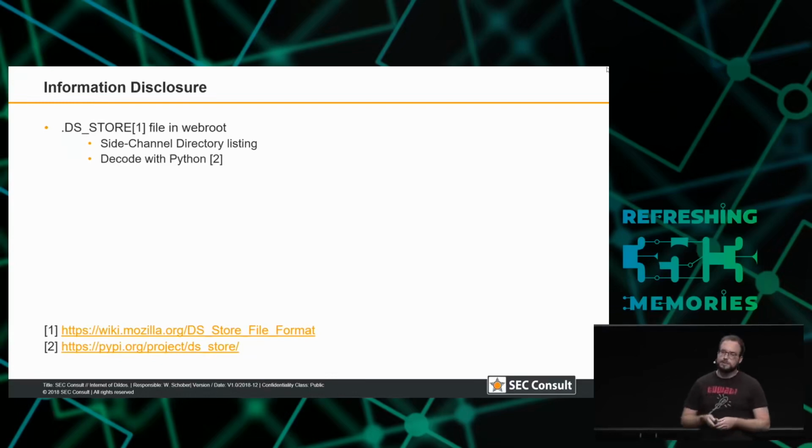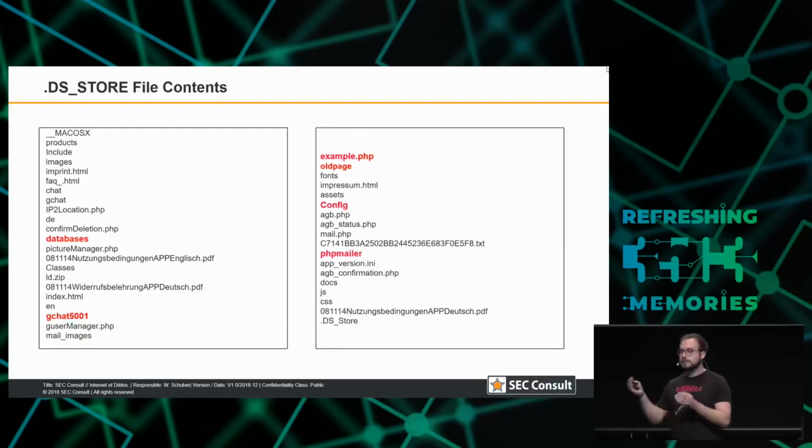This DSStore file has a proprietary format, but as for all problems in life, there is a Python module to decode it. I decoded the DSStore file, and I was presented with the following contents. So that's basically a side channel directory listing of the webroot. There are a lot of interesting files and folders. For example, old page example, I have no idea why it's there in the productive environment. There is a database folder, but the most interesting folder is the config folder.